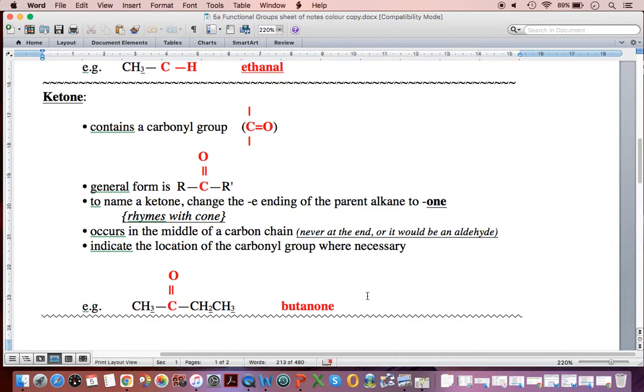Once you're at pentanone with 5 carbons in a row or bigger, then you have to put a location for where the carbonyl group is. So we're going to stop here, and we'll pick up with this set of notes and formulas in the next video.